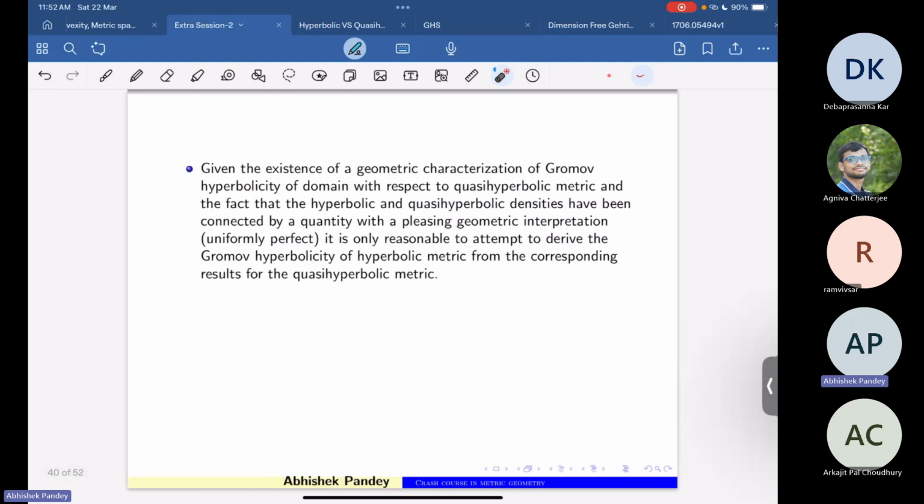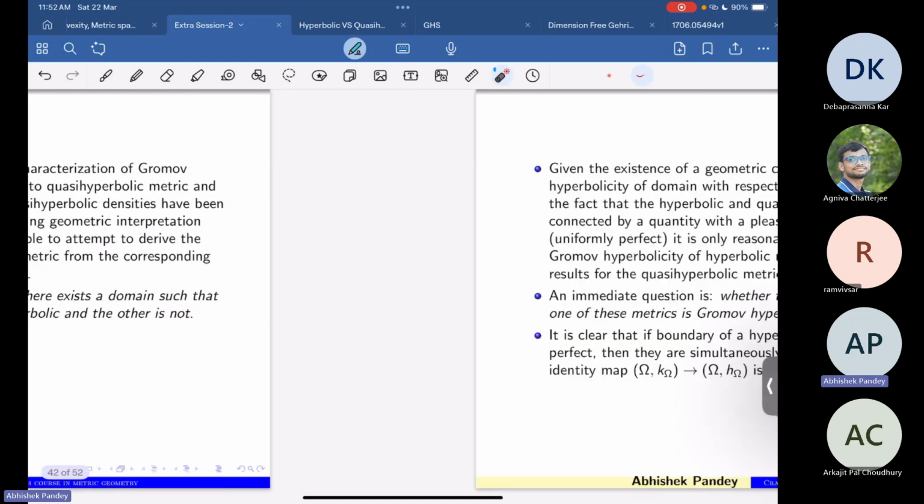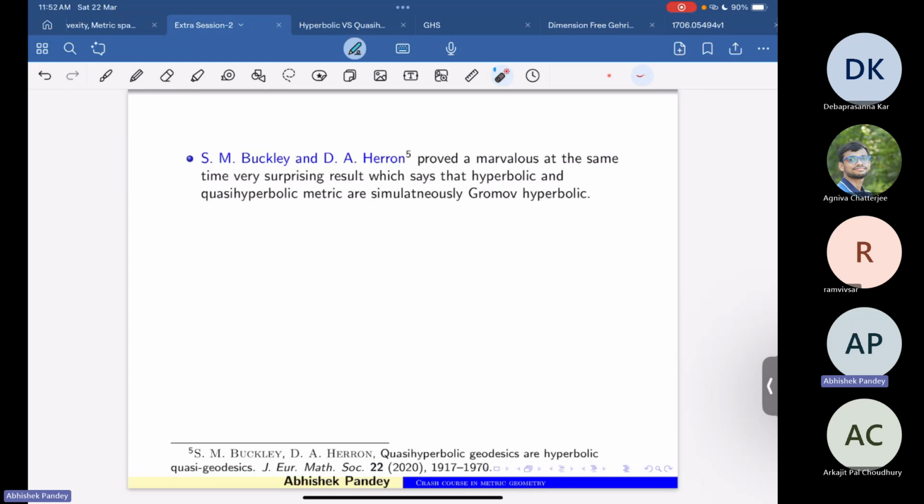Okay, so basically the natural question is whether there exists a domain such that one of these metrics is Gromov hyperbolic and the other one is not. Okay, it is clear that if the boundary of a hyperbolic domain is uniformly perfect, then they are simultaneously Gromov hyperbolic, since the identity map is going to be bilipschitz. Recently, Buckley and Herron proved a marvelous result. At the same time, this is a very surprising result, which says that hyperbolic and quasi-hyperbolic metrics are simultaneously Gromov hyperbolic for any hyperbolic domain.